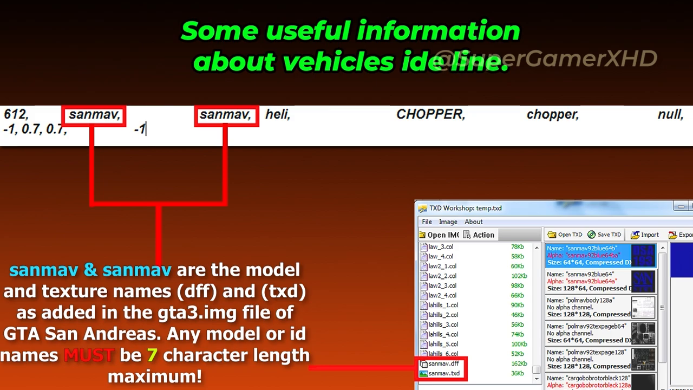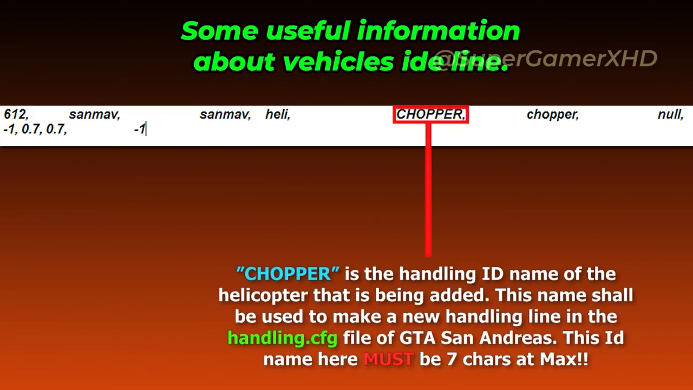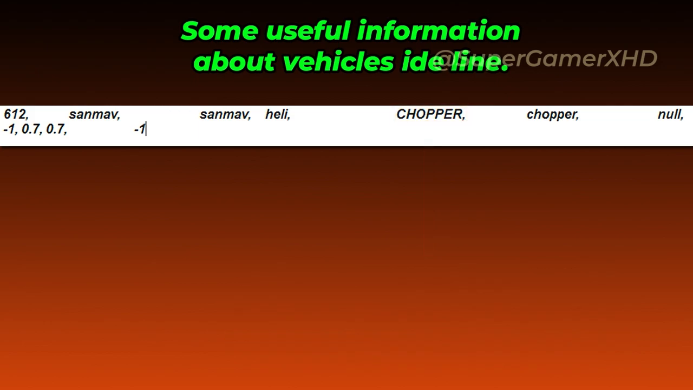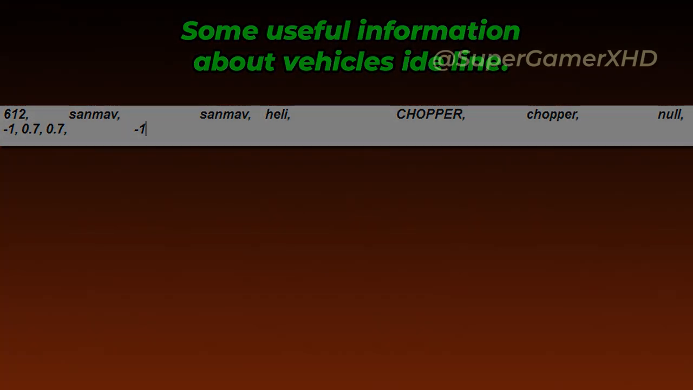Chopper is going to be the handling ID name of the added helicopter. This name shall also be a maximum of 7 characters, and it will serve as the handling line of the added helicopter. The fourth Chopper here is the GXT entry ID of the added helicopter. This ID stores the in-game value of the vehicle's name. This is not the in-game name though, its value will be what appears in-game. Finally, keep the GXT entry ID name also within 7 characters.